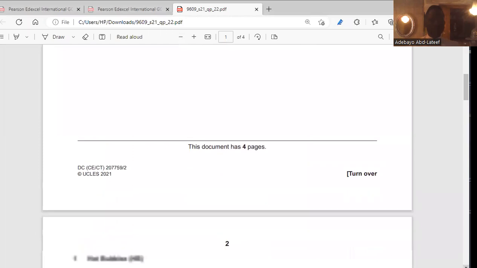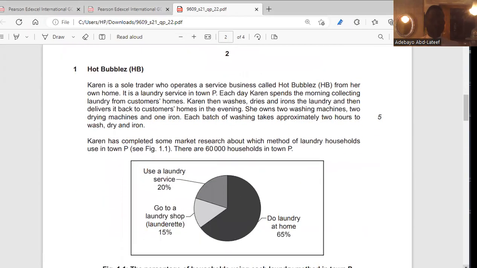Karen is a sole trader who operates a service business called Hot Bubbles from her own home. It is a laundry service in Townpete. Each day, Karen spends the morning collecting laundry from customer homes. Karen then washes, dries, and irons the laundry and delivers it back to customers' homes in the evening. She owns 2 washing machines, 2 drying machines, and 1 iron. Each batch of washing takes approximately 2 hours to wash, dry, and iron.